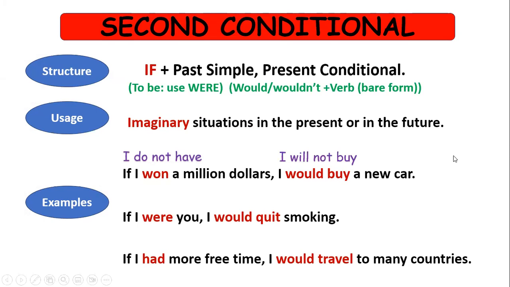Let's look at the second one. If I were you, I would quit smoking. What does this mean? It means that the reality is, of course, I am not you. And the next part is I would quit smoking, okay? What does it mean? It means that if I were you, which is not true, of course I can never be you, I would quit smoking. And this means I will not quit smoking simply because I am not you.